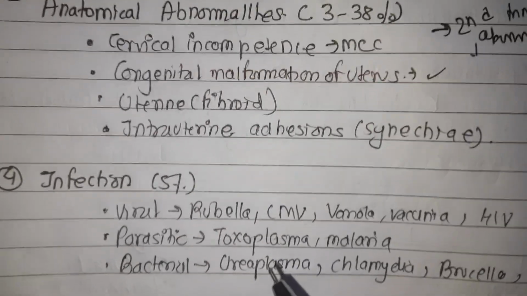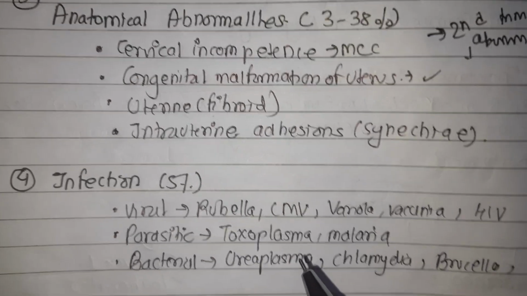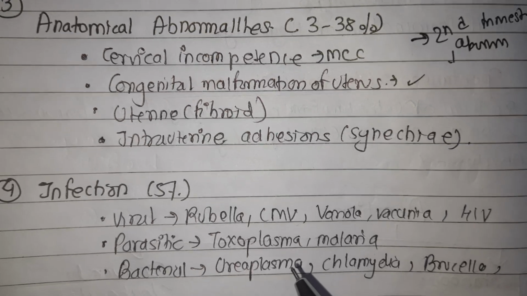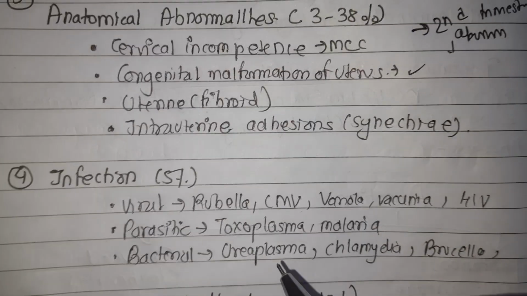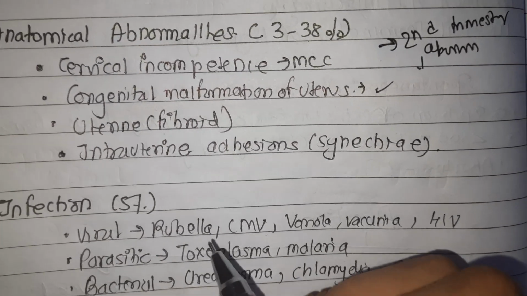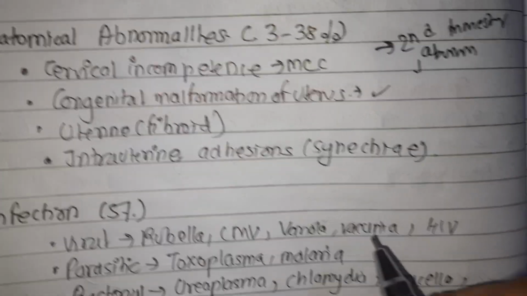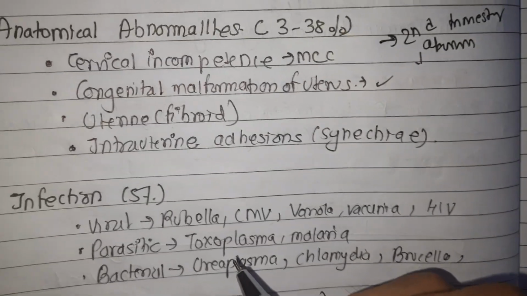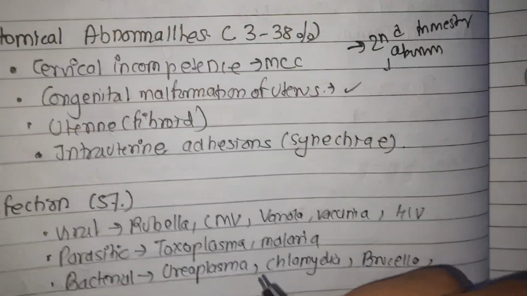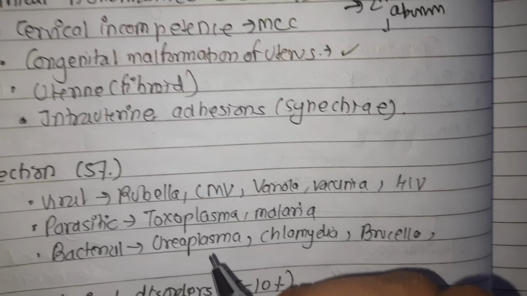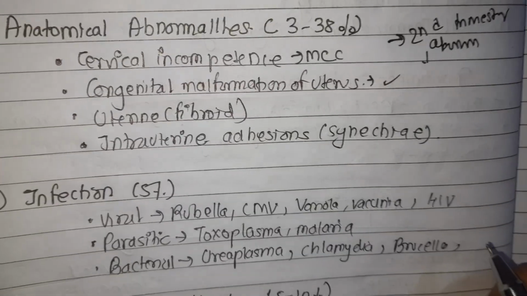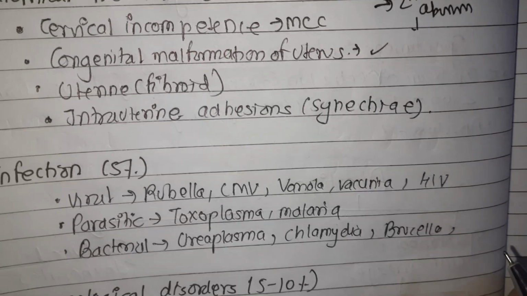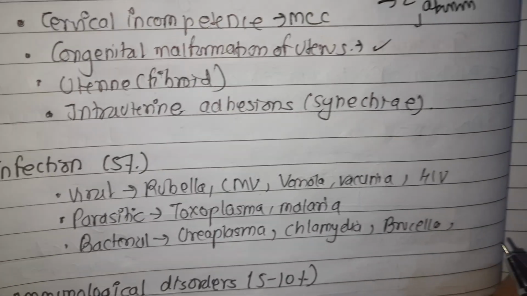Transplacental fetal infections occur with mostly microorganisms, and fetal losses could be caused by any infection. In viral, we have rubella, cytomegalovirus, variola, vaccinia, or HIV infection. This can cause abortion. In the parasites, we have toxoplasma and malaria. They can cause abortion. In bacteria, we have ureaplasma, chlamydia, and brucella. These can cause abortion. And spirochetes, like syphilis, hardly cause any abortion before 20 weeks because of the effective thickness of the placental barrier.